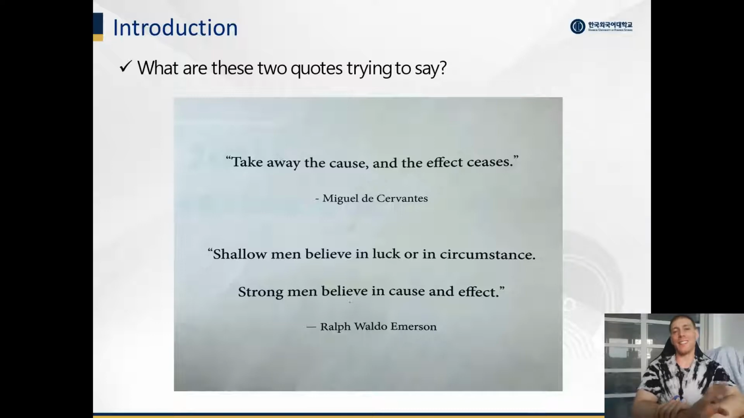Cause and effect, these two sentences are saying that the first one, take away cause and effect, they don't exist. It's because they work together. They are working as one. The second one, as you can see, is saying that people who believe in luck will probably not have a very successful time, shallow men, they don't believe in deeper meanings. But the second one says that strong men believe in cause and effect. Now, obviously, it doesn't matter about men. It could be women. It could be anybody. So it doesn't matter who believes in it. It's just that cause and effect are working together. So without one, you can't have the other, is what they're trying to say.